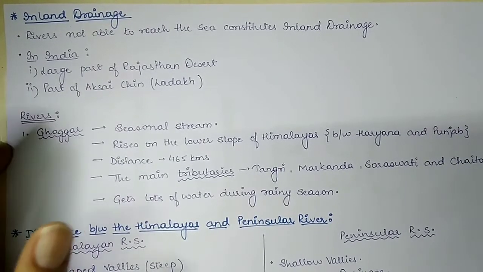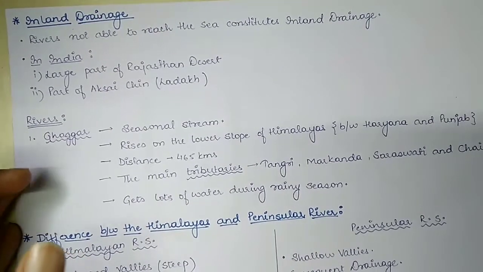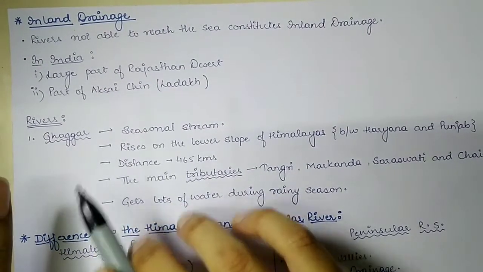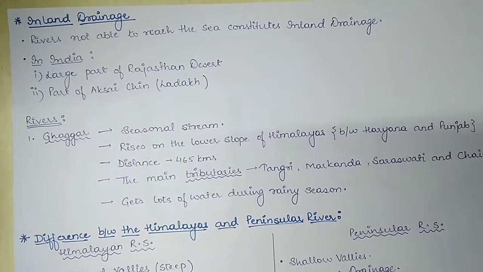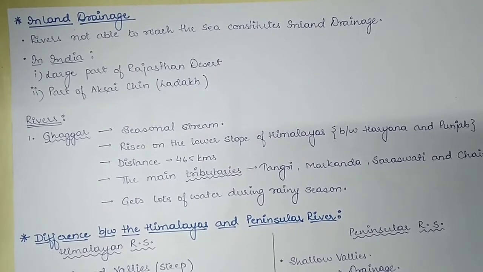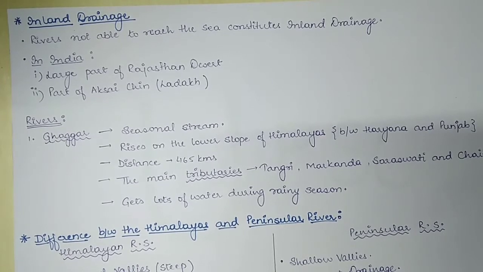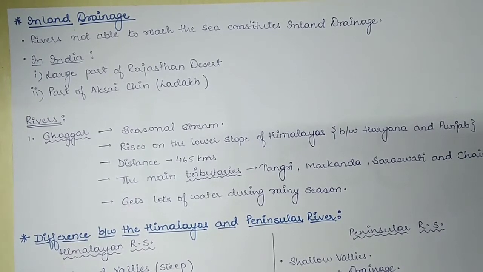So the river that we have in an inland drainage system is Ghaggar River. Ghaggar River is actually a seasonal stream, and it is the most important river of the inland drainage system. Now it rises from the lower slope of Himalayas, and it forms the boundary between Haryana and Punjab. After that it moves further into Rajasthan, and it gets lost in the dry sand of Rajasthan near the Hanumangarh district.